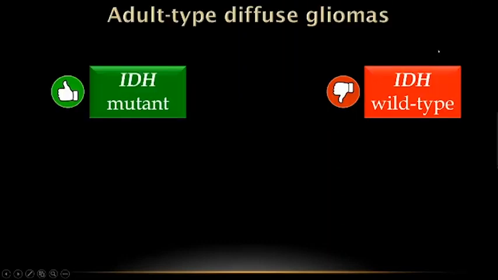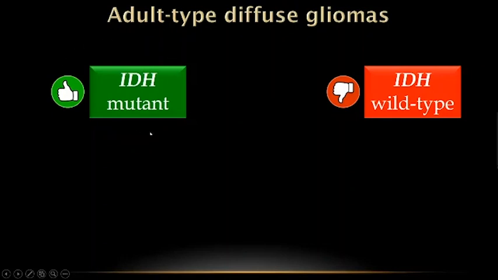So the updates for WHO 2021 in adult type diffuse gliomas. Now these are essentially infiltrative, poorly defined gliomas that typically occur in adults. They can occur in younger patients, but classically the behavior and the presentation is in adults. So it's actually much simplified from 2016.